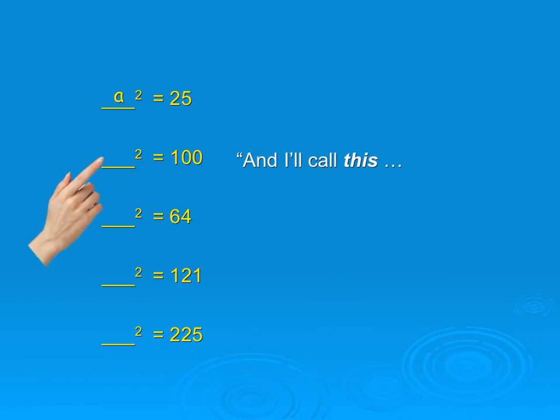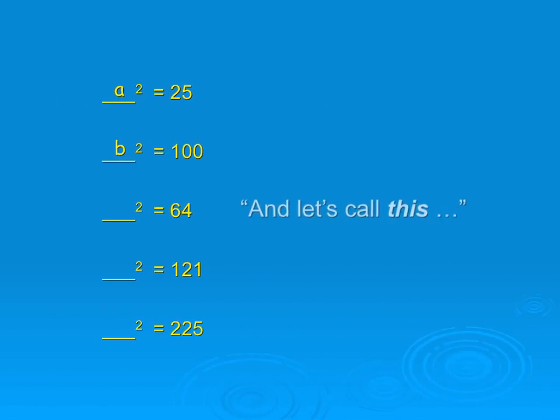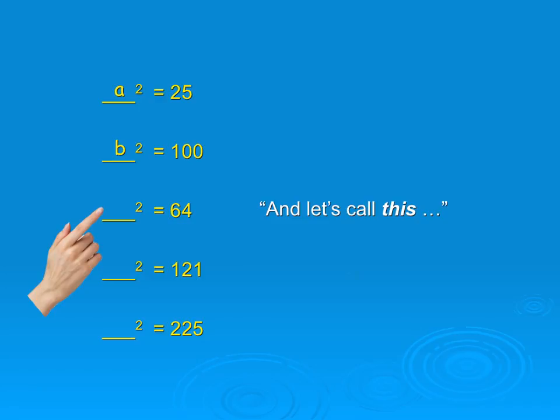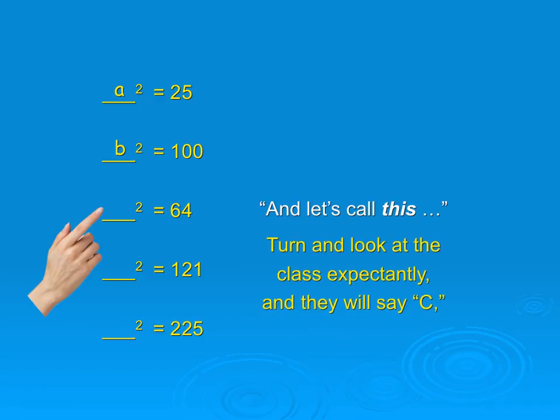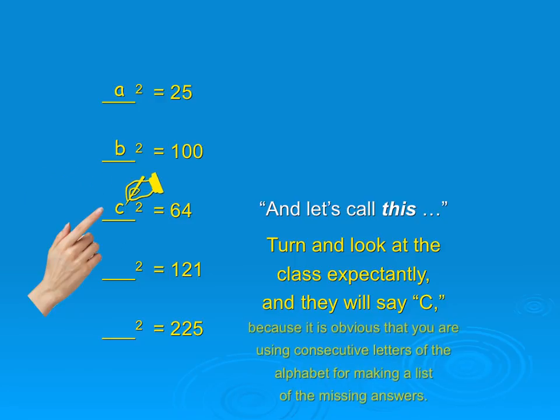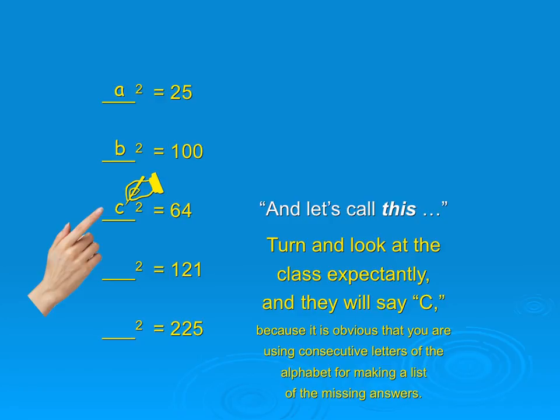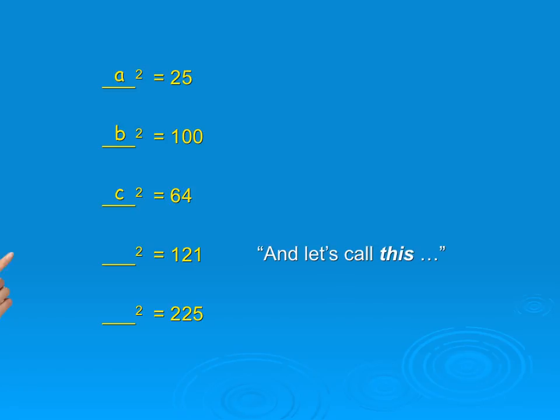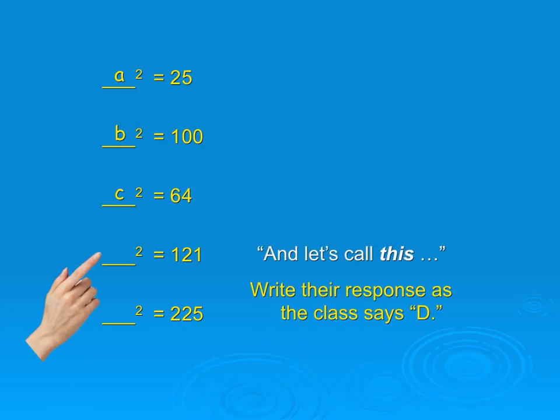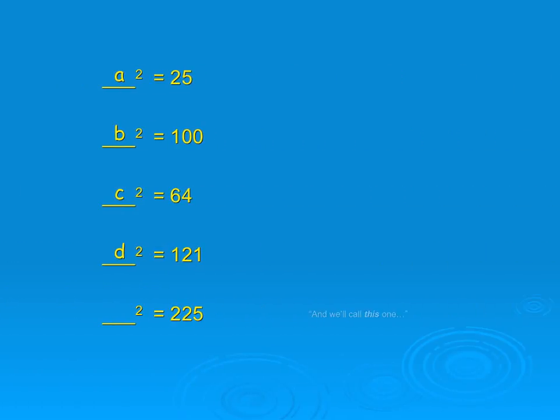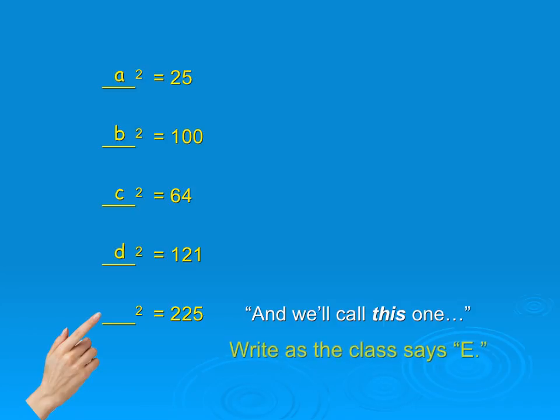And I'll call this answer B. And let's call this, turn and look at the class expectantly, and they'll all say C. Because it's obvious that you're using consecutive letters of the alphabet for making a list of the missing answers. And let's call this, write the response as the class says, D. And we'll call this one, write as the class says, E.